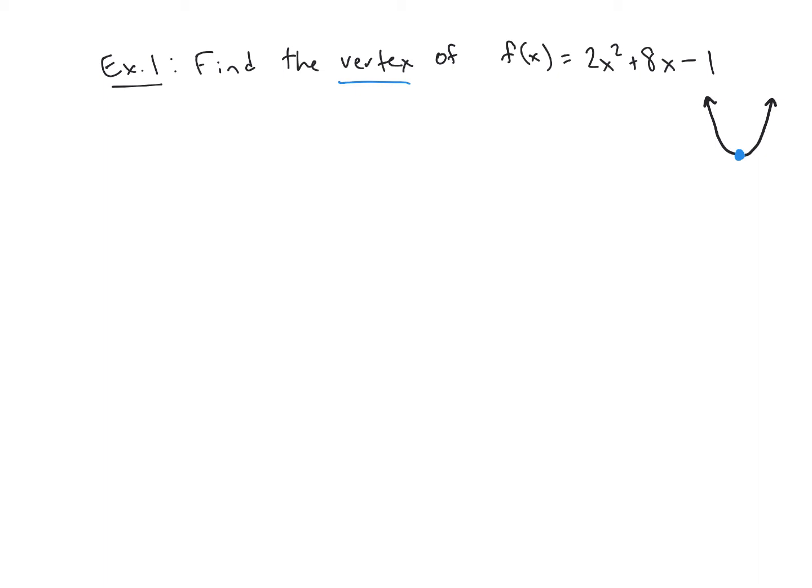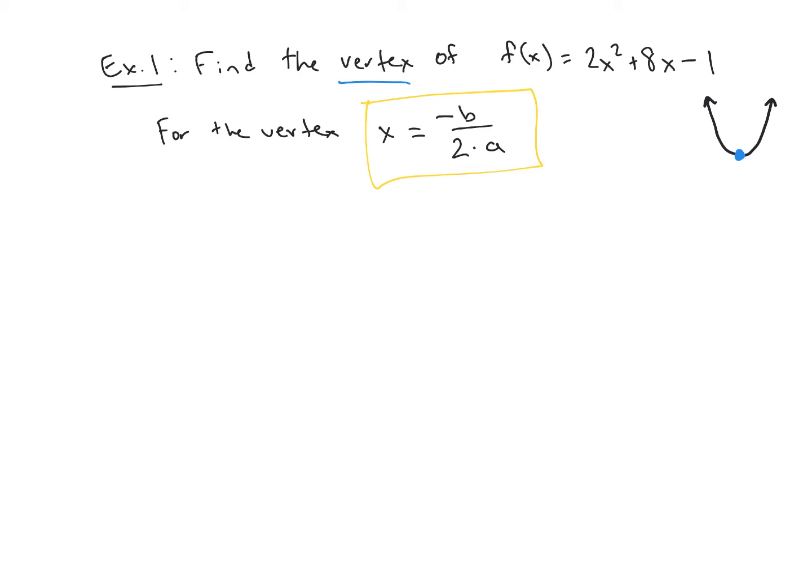Now, the way we're going to find the vertex is by using the formula x equals negative b over 2a. So 2 times a. And so that's our formula that we're going to use throughout the day. So that's one that you should definitely write down somewhere.